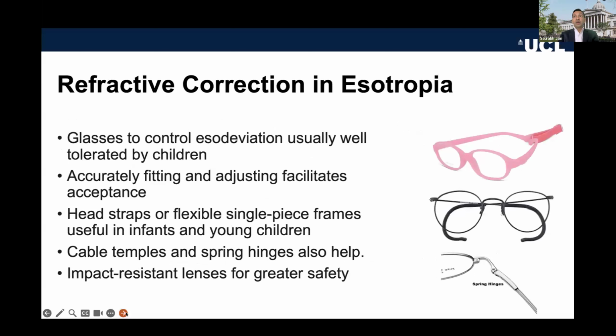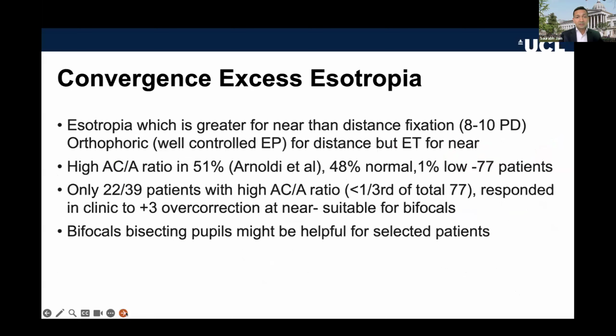On the whole, children tend to accept hypermetropic glasses and isodeviation quite well. A lot of children will actually wake up and ask for them. It helps if they're accurately fitted and adjusted, and this may include things like head straps, which some children like, some children don't, flexible single-piece frames, as you can see here, with cable temples and spring hinges, which just means the hinges can be distracted to quite a large amount. The FDA now mandates impact-resistant lenses for safety.